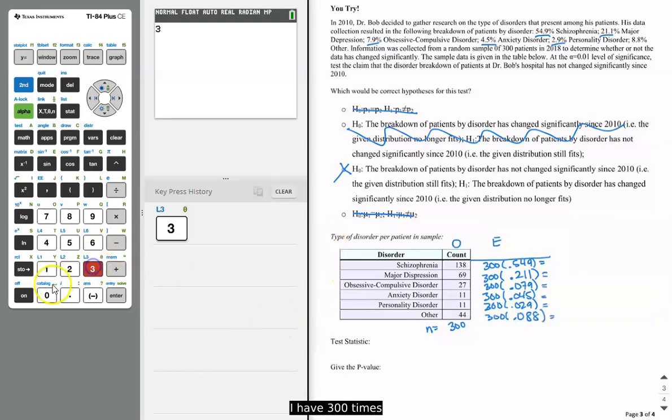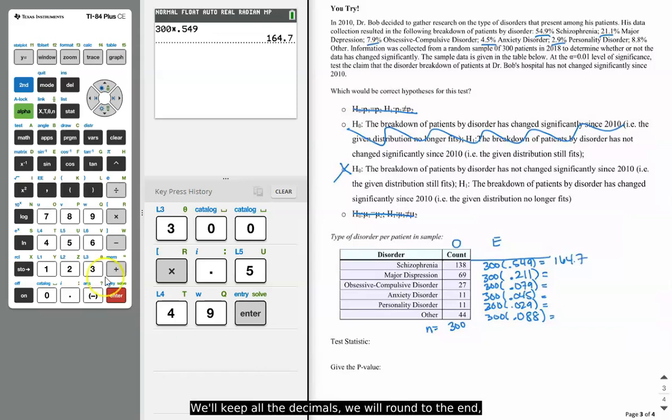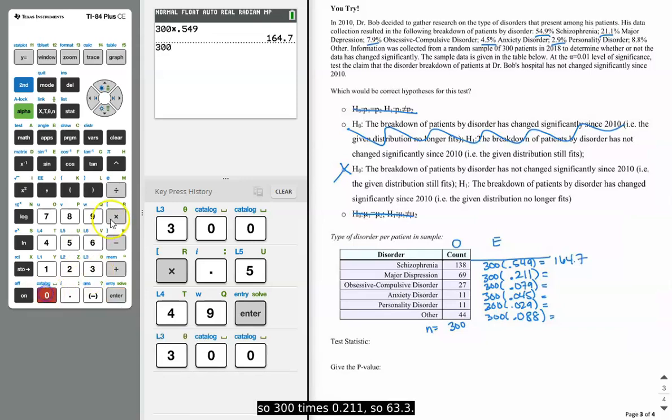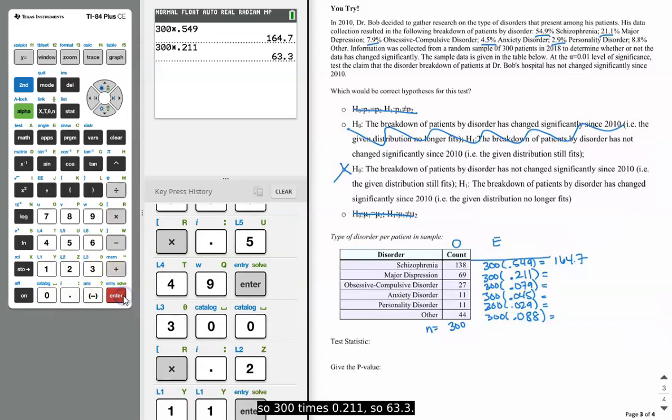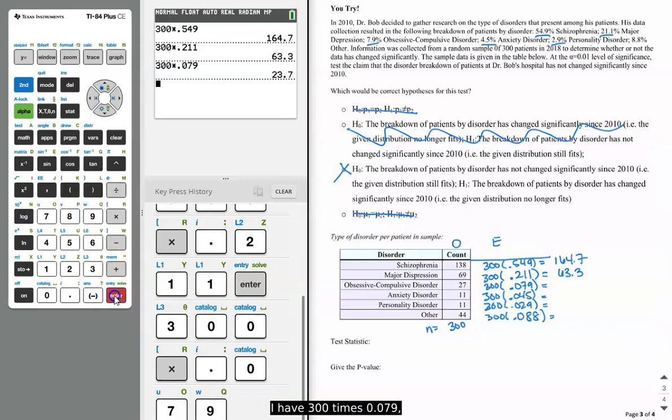So I have 300 times 0.549. So 164.7. And we'll keep all the decimals. We won't round till the end. So 300 times 0.211. So 63.3. I have 300 times 0.079. So 23.7.